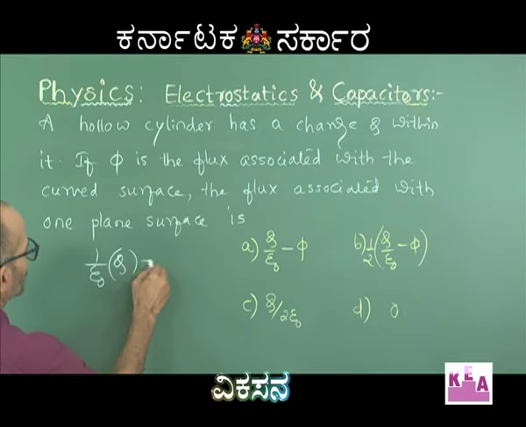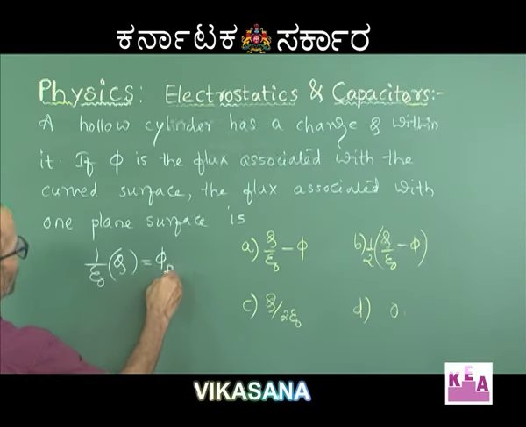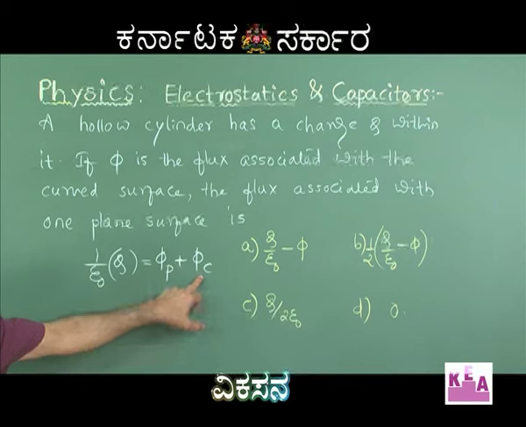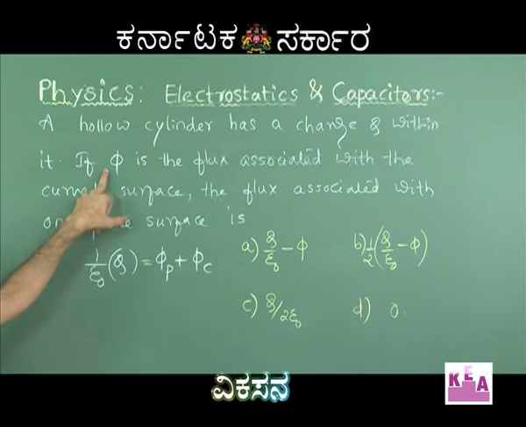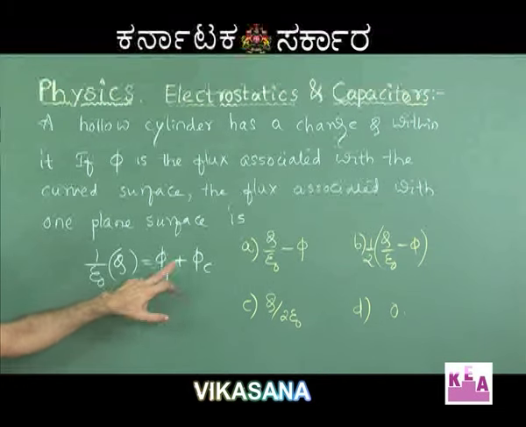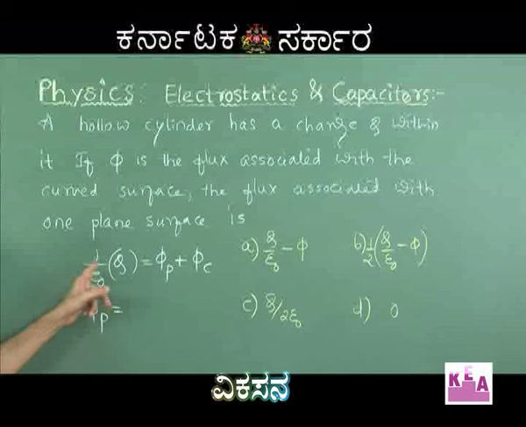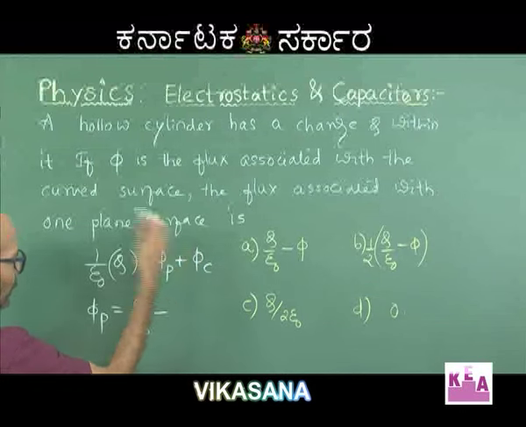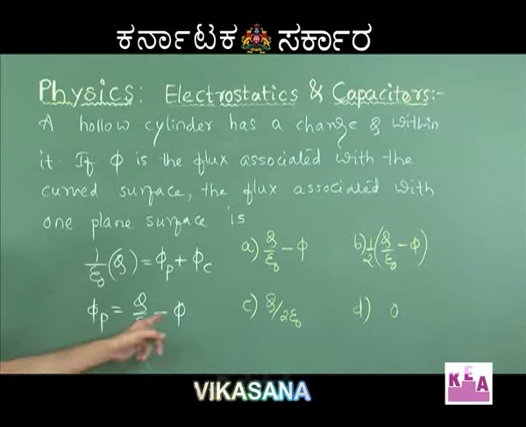So, I will write this as flux coming out of the plane surface plus flux coming out of the curved surface, out of which flux coming out of the curved surface you have assured us to be phi, and you are asking us what is the flux coming out of the plane surface. So, that makes the problem very, very simple. So, flux coming out of the plane surface is the total flux minus the flux that comes out of the curved surface, which you have given to be phi.